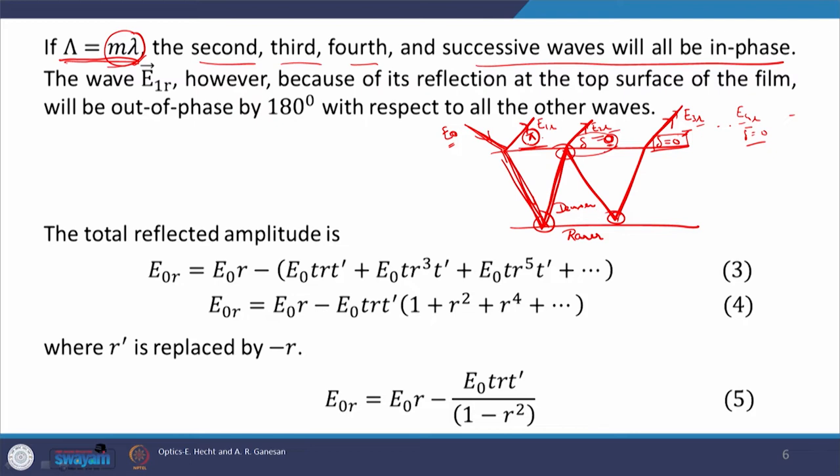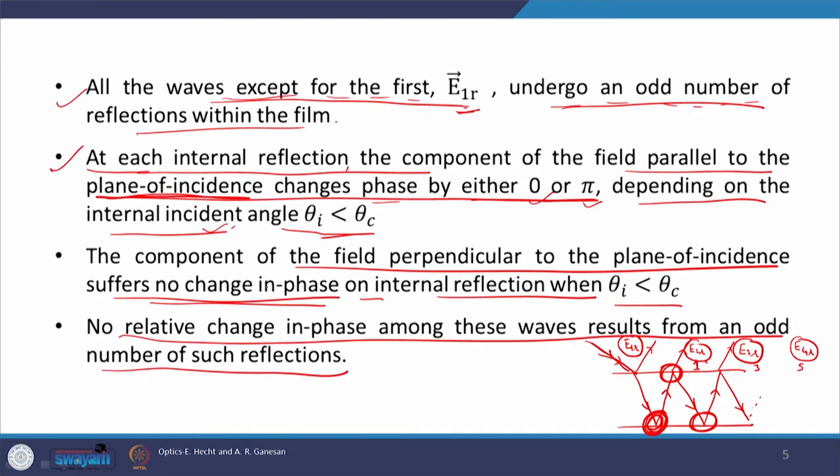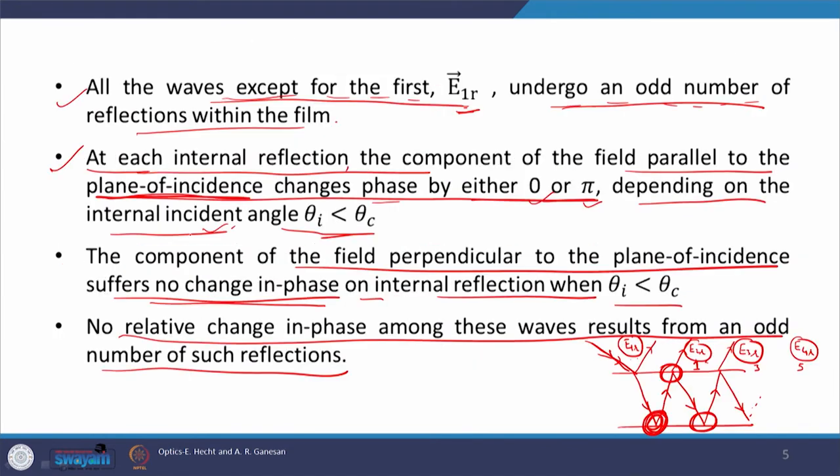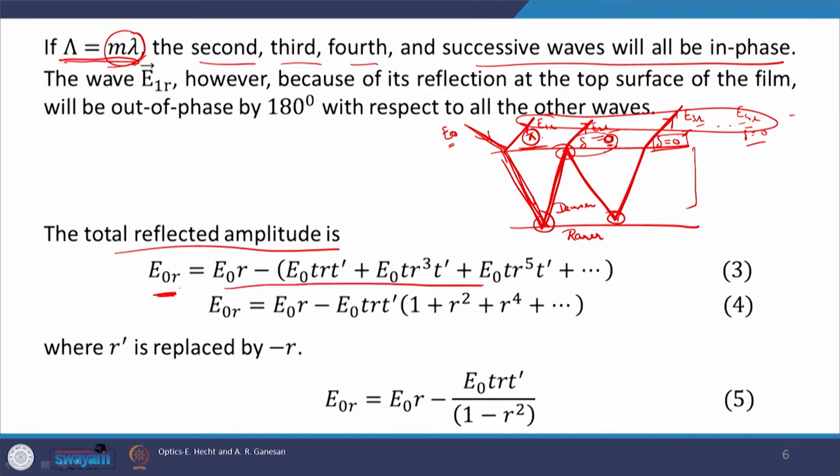Okay? Now, since all the reflected rays are coming here in this direction on the first part of this thin film, to calculate the overall disturbance, we will add up the reflection amplitudes, and let us assume the total reflection amplitude is designated by E naught R. We will add E naught into R plus E naught T R prime T prime, and so on, add them up, and then use equation number 1, which is R is equal to minus R prime. If you do this, then we get equation number 3. Okay, you see in equation number 3 on the right hand side, there is no R prime, because R prime is replaced by minus R. Okay?